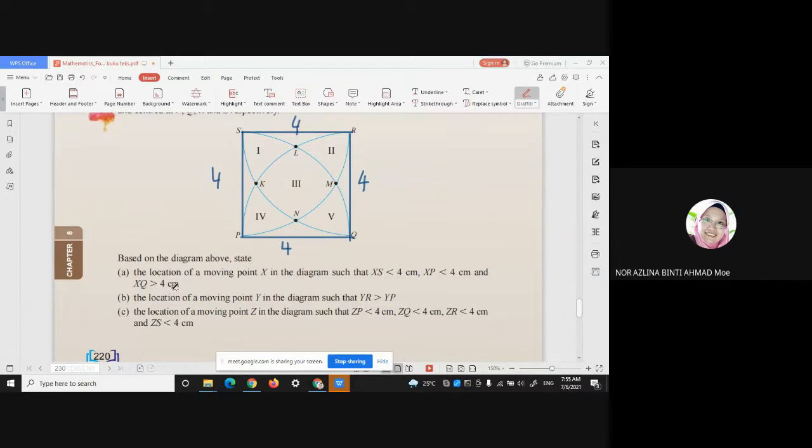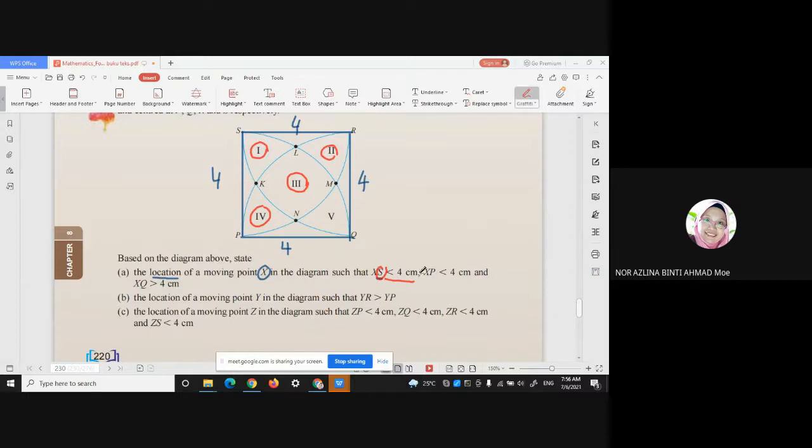Next, the question. Based on the diagram above, state the location of a moving point X such that XS, from point S, is less than 4 cm. We know the radius is 4 cm, so the curve PMR is 4 cm from S. We want less than 4 cm, so inside the quadrant PMRS.